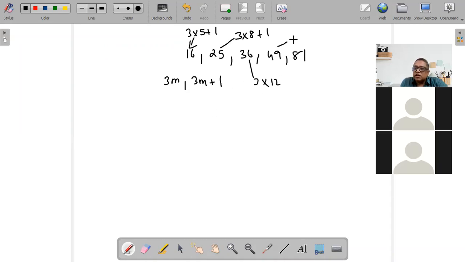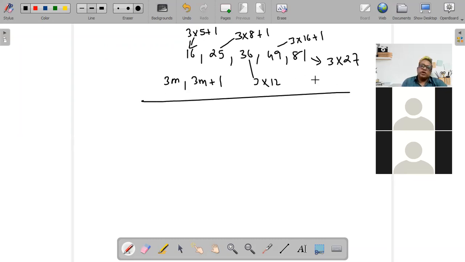49, is it a multiple of 3? No, but I can write it as 3 into 16 plus 1. Is 81 a multiple of 3? Yes, the divisibility applies. So what I'm trying to say is that all the perfect squares will either be a multiple of 3 or a multiple of 3 plus 1. Okay, so that's what the question is.